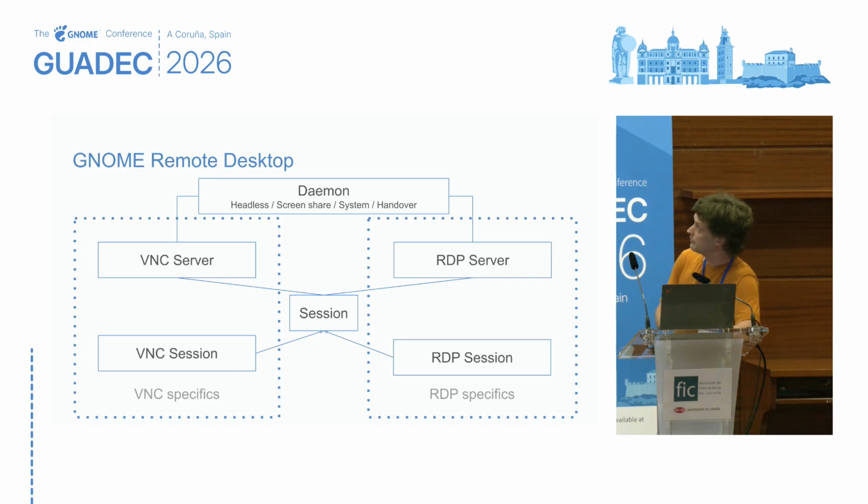Just briefly how the remote desktop server is set up. It tries to share as much as possible in the generic parts, and then we have all these protocol-specific implementations that sit in their own little areas. But it's still meant to be multi-protocol in its architecture.